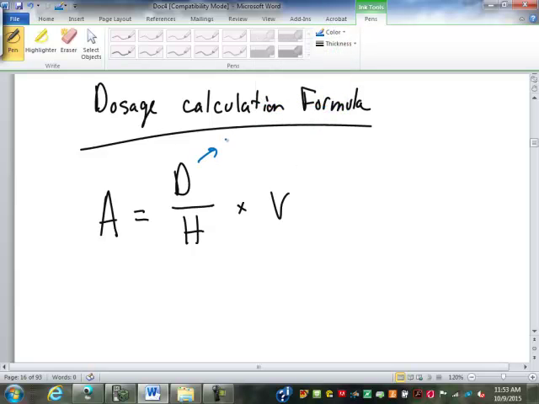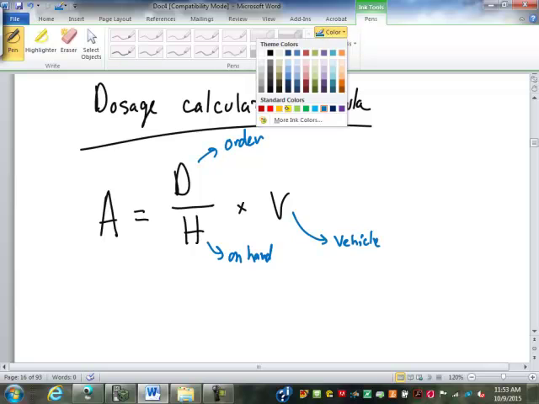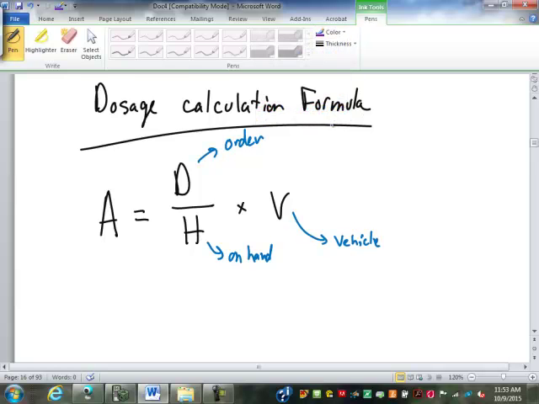So D is the doctor's order, H is the on-hand, and V is the vehicle. Now the doctor's orders here are relatively transparent. It's the on-hand and the vehicle that are a little bit more difficult to understand.